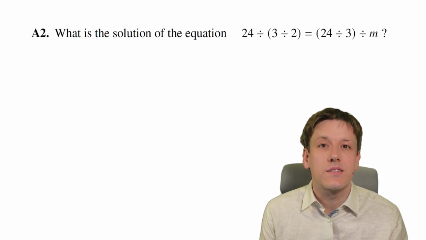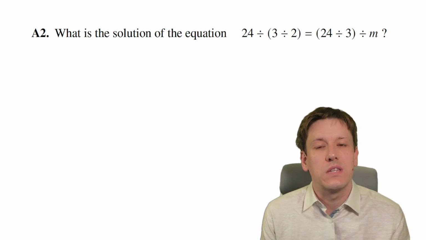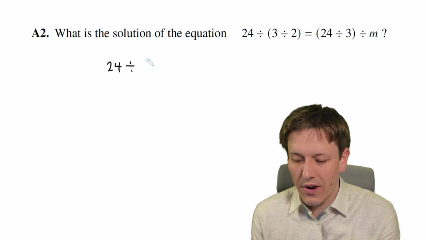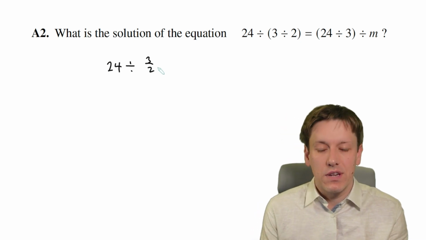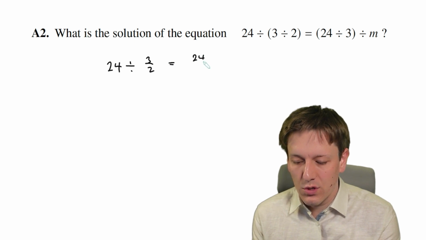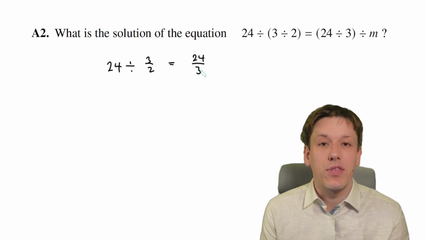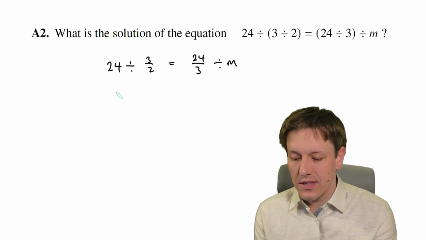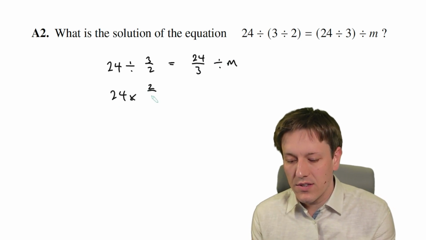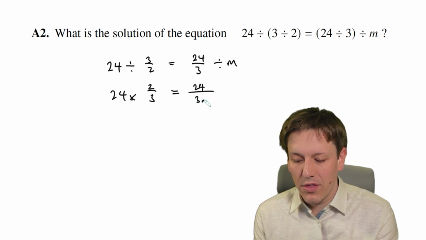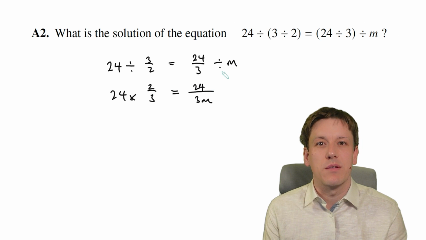What is the solution of this equation? There are different ways you could sort out the algebra here, but this is one way. I could write 24 divided by 3 over 2, because 3 divided by 2 is just the same as the fraction 3 over 2, and then 24 divided by 3 is 24 over 3, and I want that divided by m, so that's the same as 24 times 2/3, and I've got 24 divided by 3m. Dividing by m just puts the 3 on the bottom of the fraction.